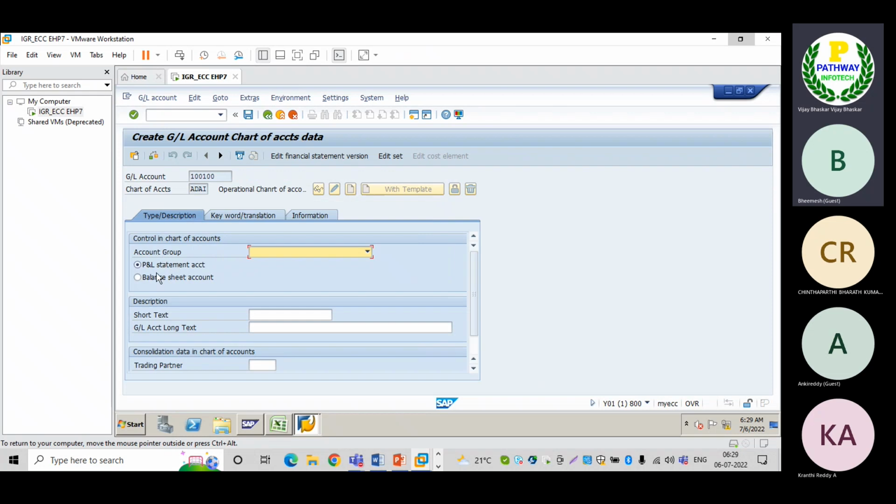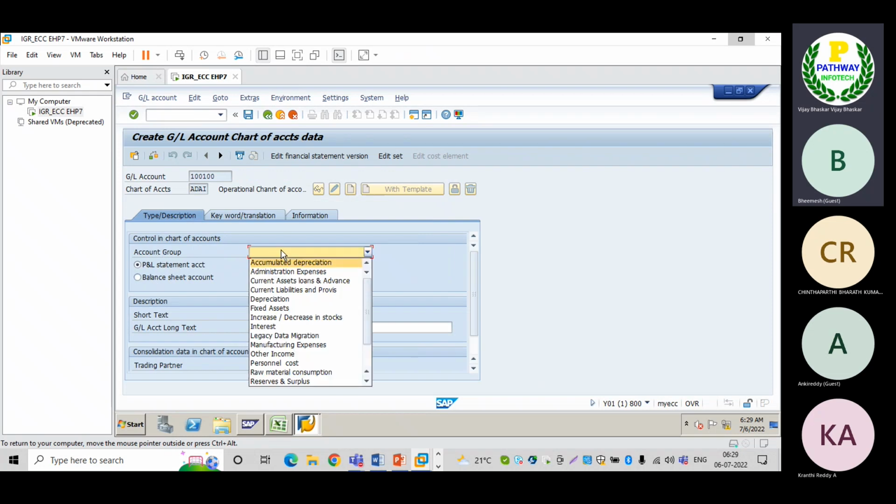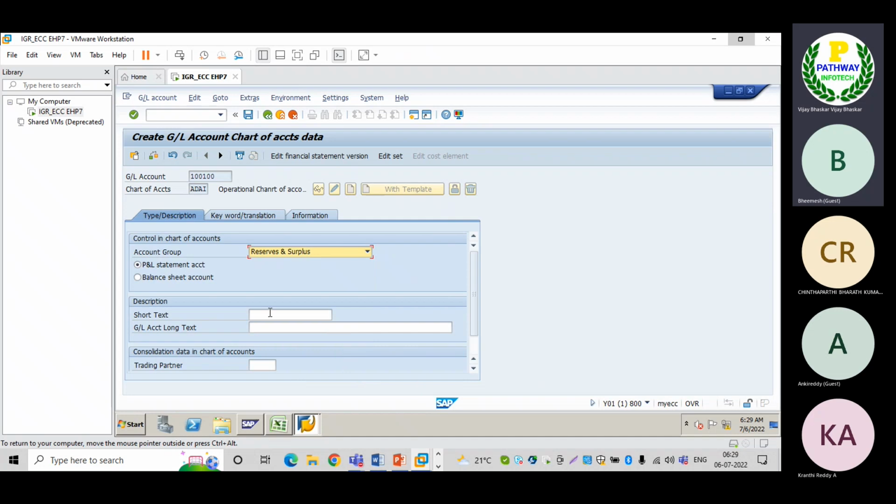Either it's a PNL account or balance sheet. First we need to select the account type, reserves and surplus. Then it's a balance sheet account. For the short text, I will explain when the short text would be required and when the long text would be required. Surplus and PNL account. Others are not required. In the chart of accounts level segment, only the GL account which you are creating is needed.